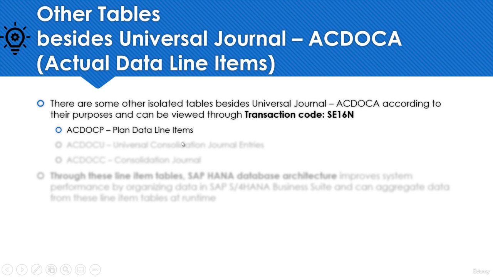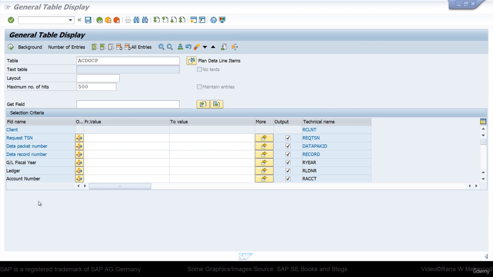So the first one is ACDOCP, which displays plan data line items. As you can see on my SAP screen, I am displaying the transaction code SC16N, and through that transaction code you can see this table, which is ACDOCP.